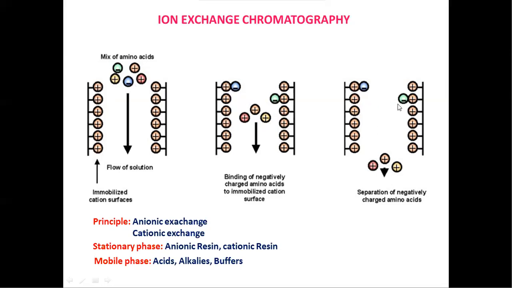So these negative ions will be separated by adding the mobile phase. Finally, we can say the positive resins will be useful for the ion exchange of negative ions which are present in the sample. In the same way, sometimes we use negative or anionic resins, which will be useful for separating positive ions which are present in the sample.